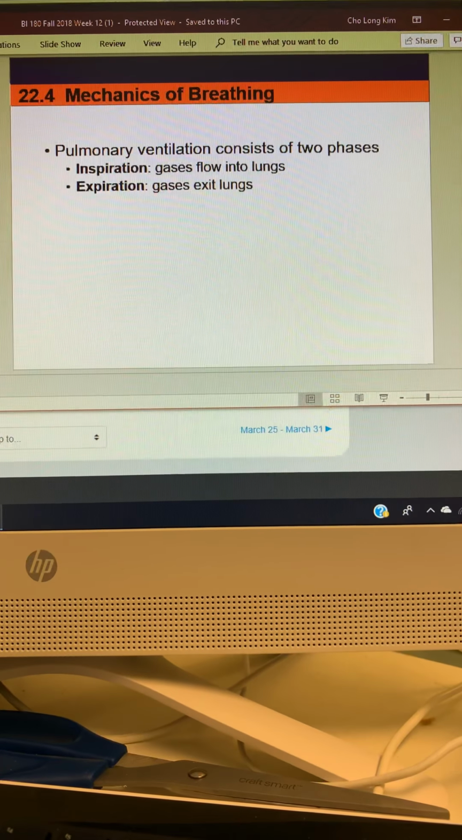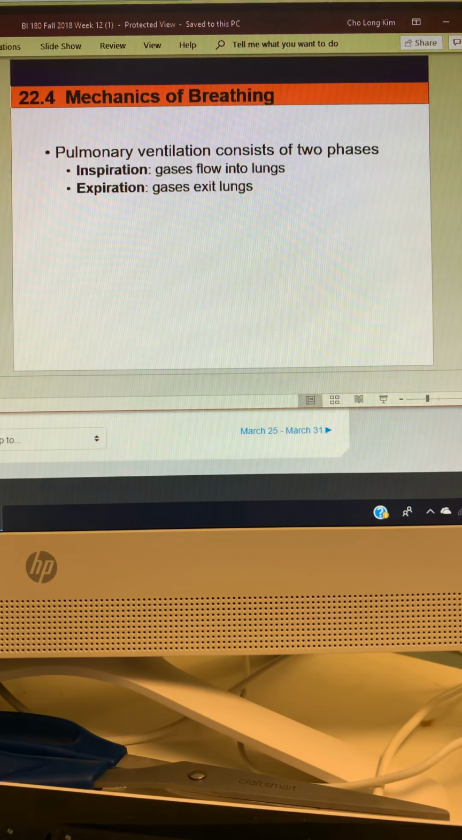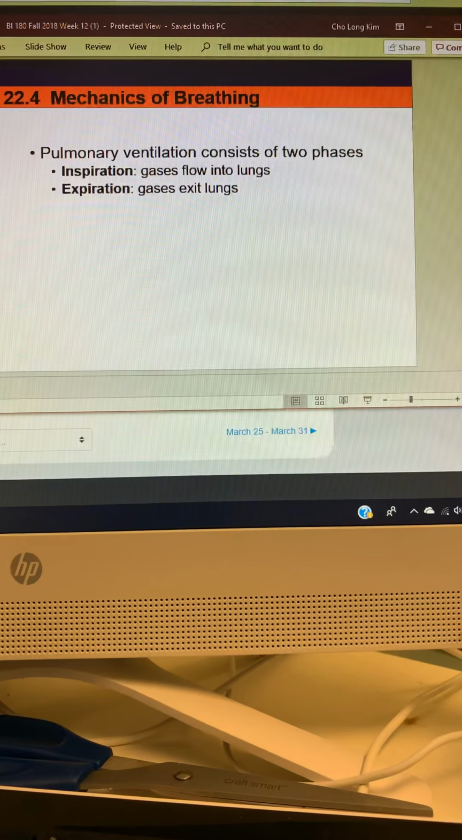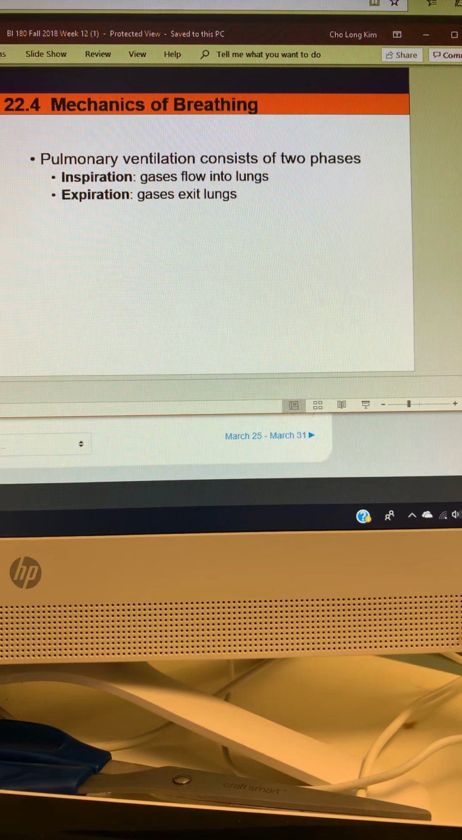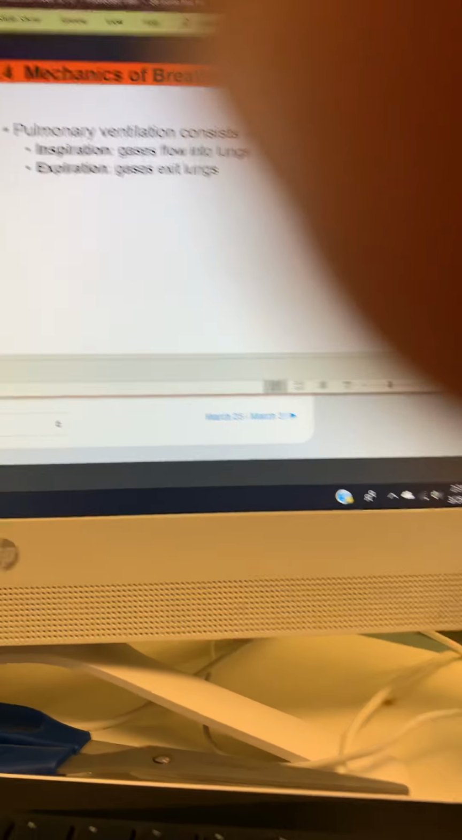Okay, so we have our final piece, hopefully, about the mechanics of breathing. Pulmonary ventilation consists of two phases. Inspiration is when you breathe in, and so the gas flows into the lungs, and expiration is when the gases exit the lungs and flow out.